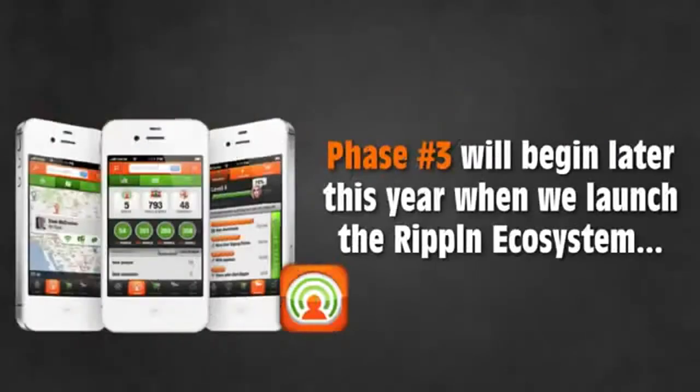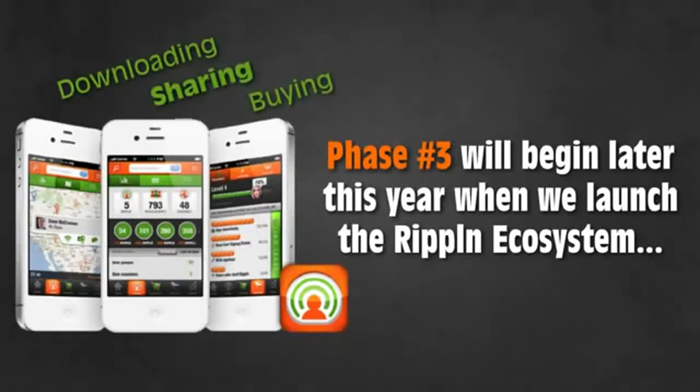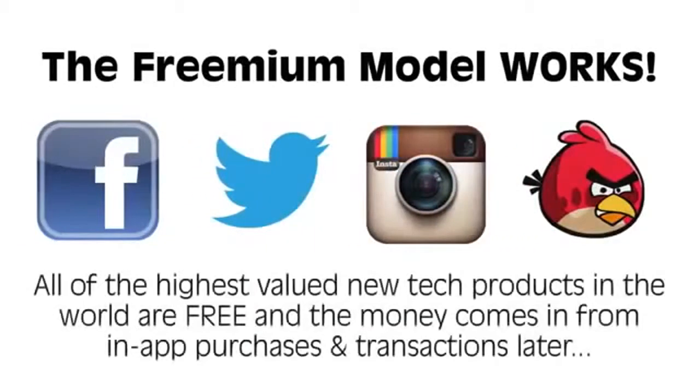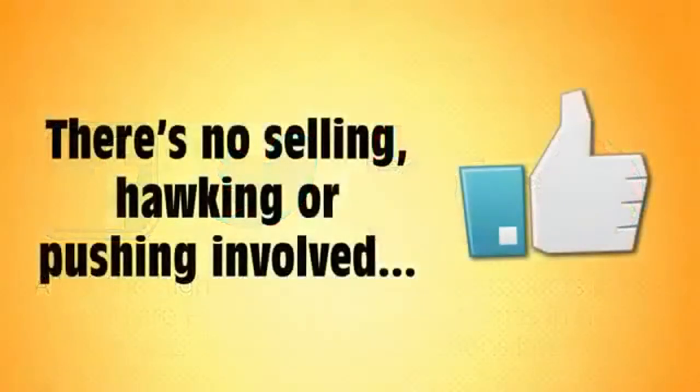Now, phase number 3 will begin later this year when we launch the rippln ecosystem. During this phase, people will start downloading, sharing, and buying things within the app. And as we already know, the freemium model works. All of the highest valued new tech products in the world are free, and the money comes in from in-app purchases and transactions later. And what's cool about this is there's no selling, hawking, or pushing involved.